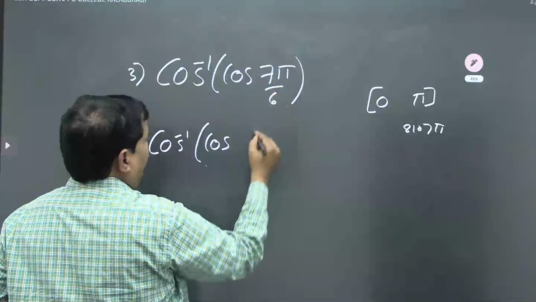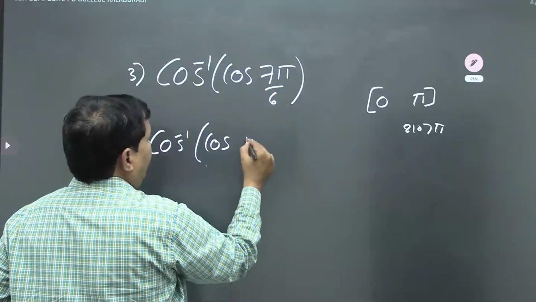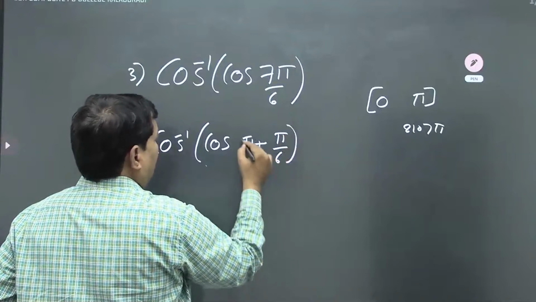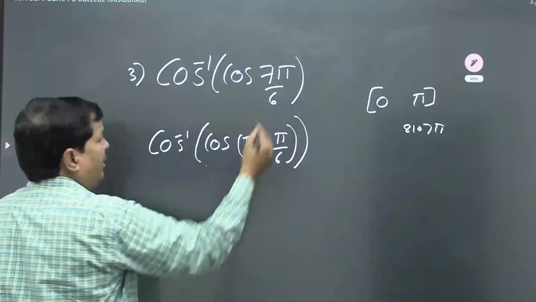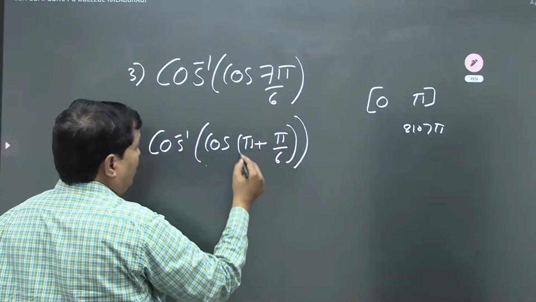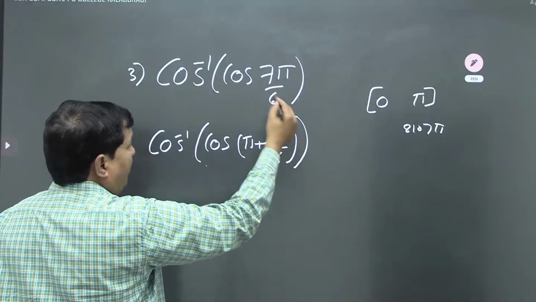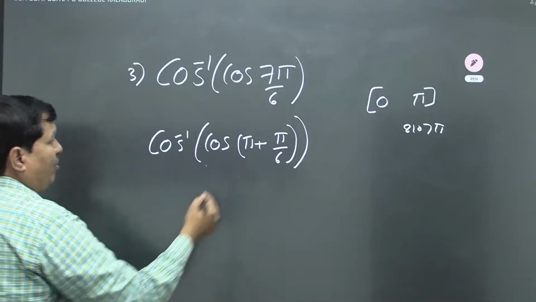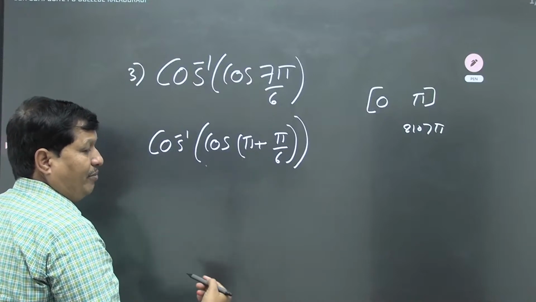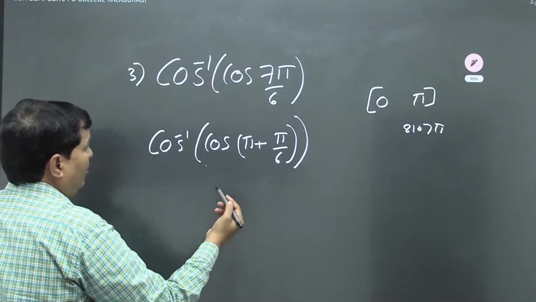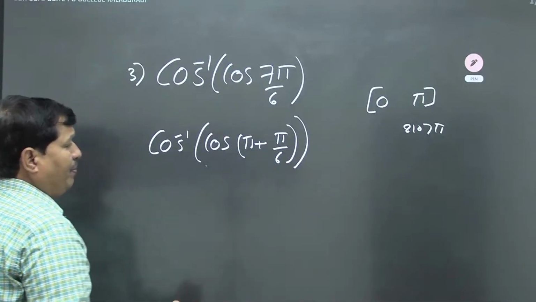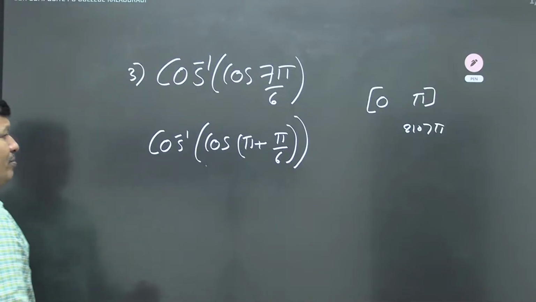how to split 7 pi by 6: pi plus pi by 6. Again, I want to convert the angle into the range 0 to pi by using allied angles. You simply cannot split like this. So 180 plus theta, 180 minus theta, 90 plus theta, 90 minus theta, like that. Allied angles, you already know that. Here, since it is cos, you have to take either pi plus or minus theta, or 360 plus or minus theta.